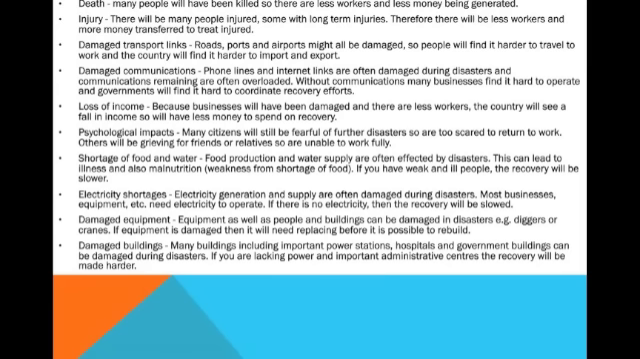Electricity shortages. Electricity generation and supply are often damaged during disasters. Most businesses, equipment, etc. need electricity to operate. If there is no electricity, then the recovery will be slowed. Damaged equipment. Equipment as well as people and buildings can be damaged in disasters, e.g. diggers or cranes. If equipment is damaged, then it will need replacing before it is possible to rebuild. Damaged buildings. Many buildings, including important power stations, hospitals, and governmental buildings, can be damaged. So if you're lacking power and important administrative centers, then the recovery will be made harder.